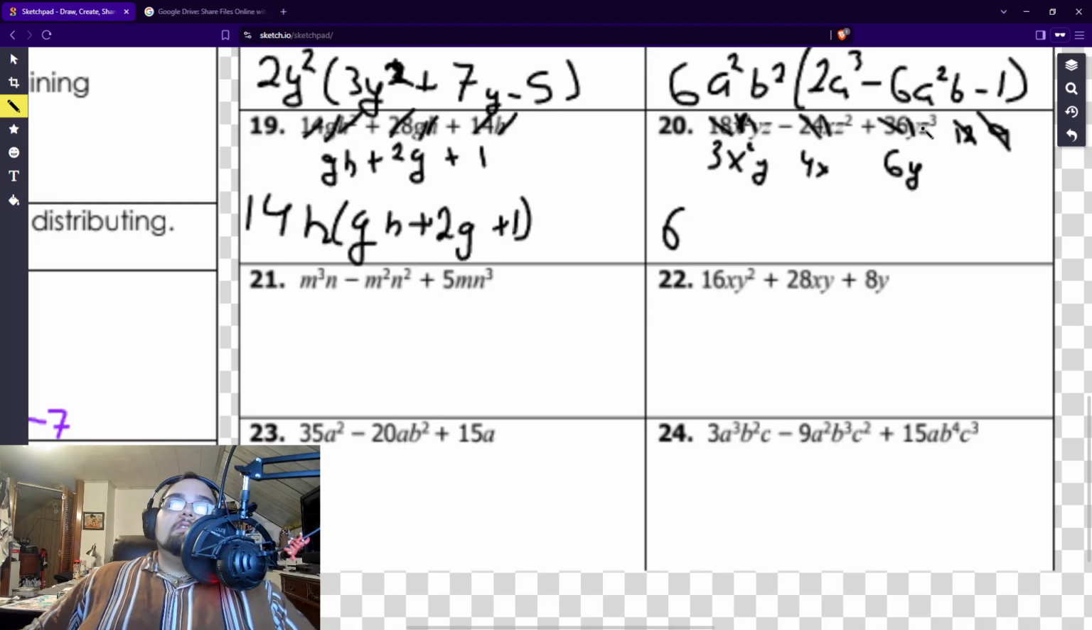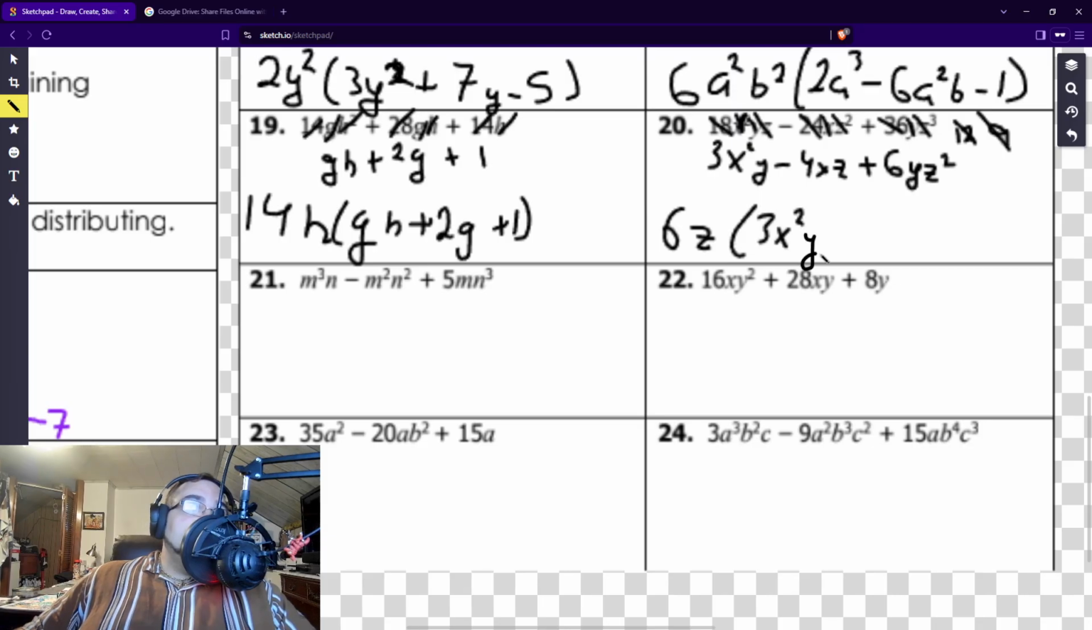Z, Z, Z. Z, Z, Z. Okay, the highest degree we got is a 1 right there, you see? So we're going to pluck out a Z, making you Z, and we're going to pluck out a Z, so Z cubed becomes Z squared. And pull the Z there. Don't forget your signage. Minus and plus. So we'll have 3x squared y minus 4xz plus 6yz squared.